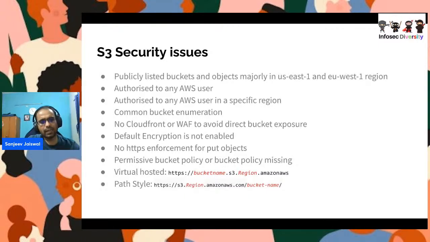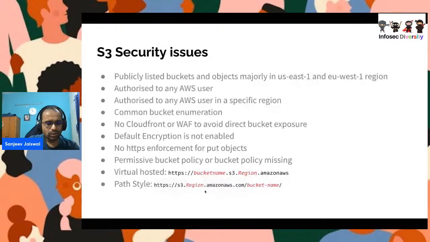And then default encryption is not enabled in many of the buckets, maybe because of various reasons. But yeah, we have seen lots of buckets are not even encrypted by default, and you can put the objects in that bucket without any HTTPS enforcement, right? So these kinds of things are there, and people write bucket policies where again they make lots of mistakes. So these are the two ways basically you can enumerate any S3 bucket.